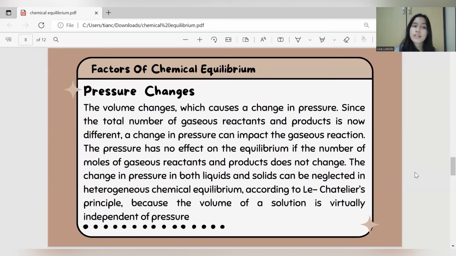The second factor is pressure changes. In pressure changes, the volume changes, which causes a change in pressure. Since the total number of gaseous reactants and products is now different, a change in pressure can impact the gaseous reaction. The pressure has no effect on the equilibrium if the number of moles of gaseous reactants or products does not change. The change in pressure in both liquids and solids can be neglected in heterogeneous chemical equilibrium, according to Le Chatelier's principle, because the volume of a solution is virtually independent of pressure.